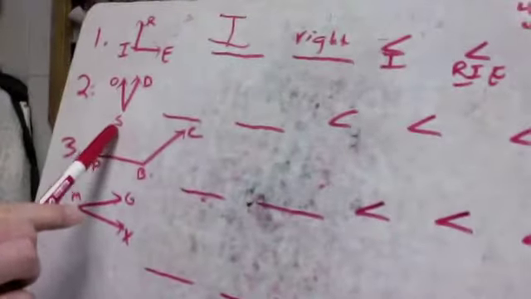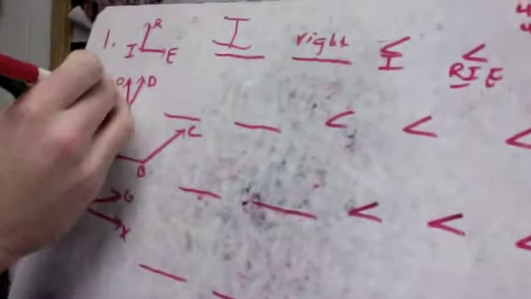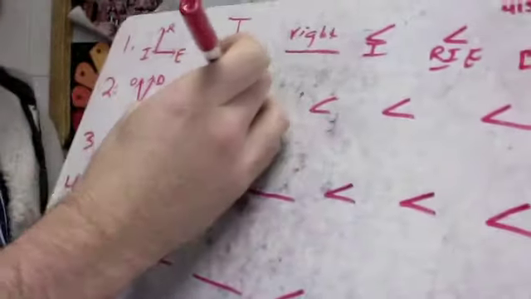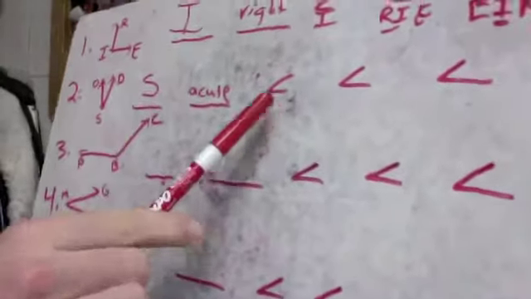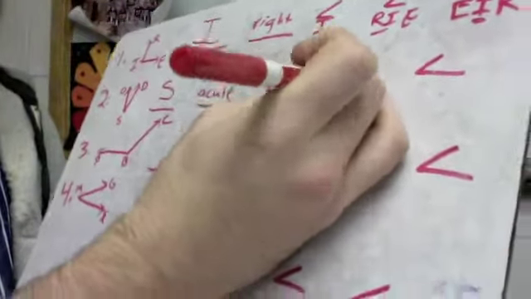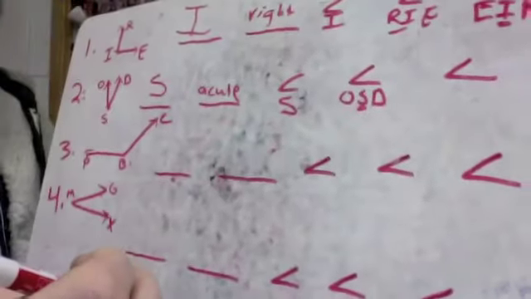Okay, second one, vertex right here, S. This is definitely an acute angle. It is a closed up angle, an acute angle. Ways to name this, we could just call it by the vertex, angle S. We could go angle OSD with the vertex in the middle, or DSO.